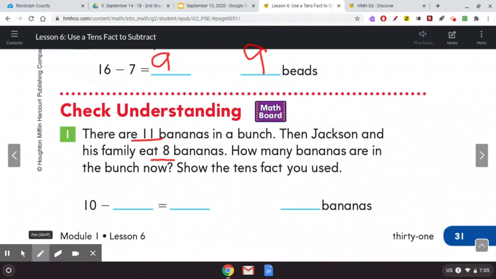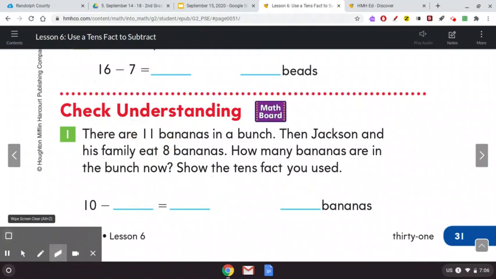Okay. So 11 is close to 10. All right. So I would probably do 10 minus 8 because that's what you're subtracting, right? So 10 minus 8 is what? Okay, is 2. But you had 11 bananas. So 2 plus 1, adding that extra one that was left over, is 3. So you should have 3 bananas. So Jackson ate a lot of bananas, didn't he? At least his family did. All right, so I'm going to erase that and move on to the next part.